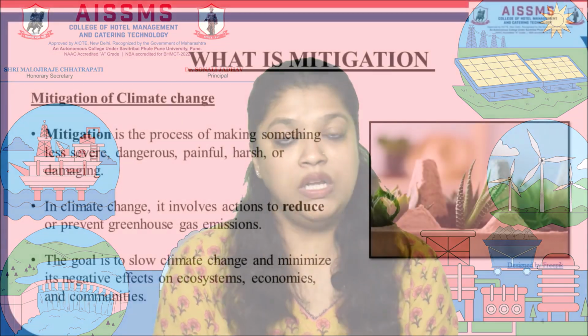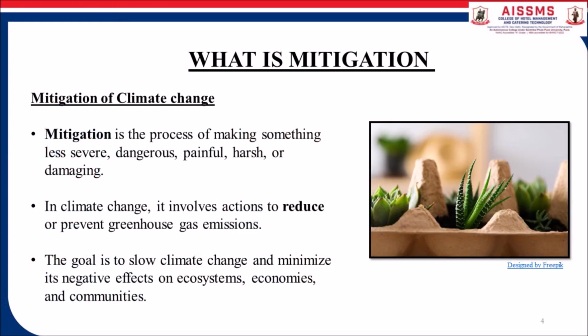Now, mitigation is essentially the process or result of making something less severe, dangerous, painful, harsh, or damaging. In other words, it talks about actions that reduce the effects of humans on the climate. Mitigation in climate change refers to actions and strategies aimed at reducing or preventing the emission of greenhouse gases into the atmosphere, thereby mitigating the effects of climate change.